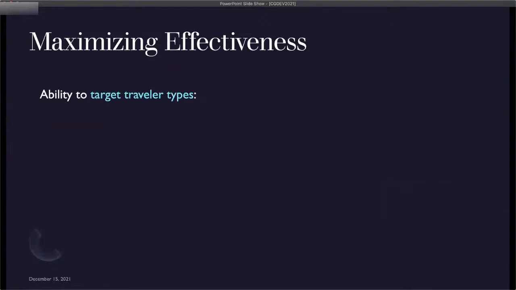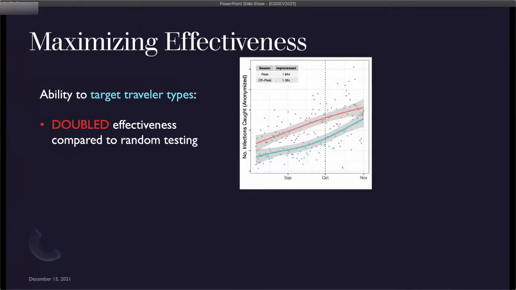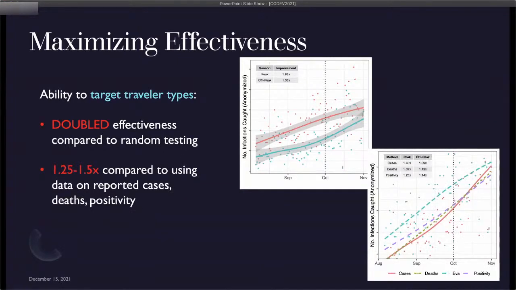So let me jump into some lessons. First of all, with this approach we were able to target different traveler types and doubled our effectiveness compared to random testing. That means we are catching twice as many infections at the border than we would have caught had we just tested people randomly. And this is a big win for Greece because every person that we don't catch at the border is going to go into Greece and spread the infection amongst other people, and that has strong negative public health consequences. So we want to maximize the number of infections we're catching. You can also imagine comparing this to a policy that's based on publicly reported metrics like cases per capita, deaths per capita, positivity rates. And we find that we catch 25 to 50% more infections at the border with the same testing budget than these policies.